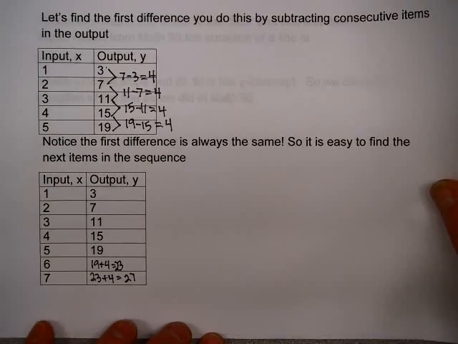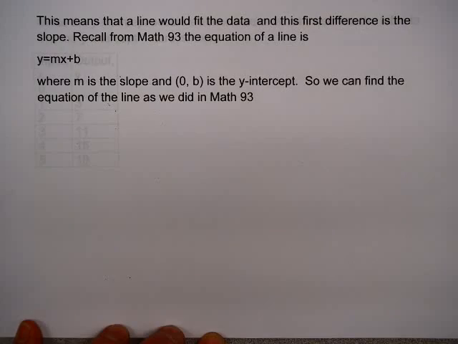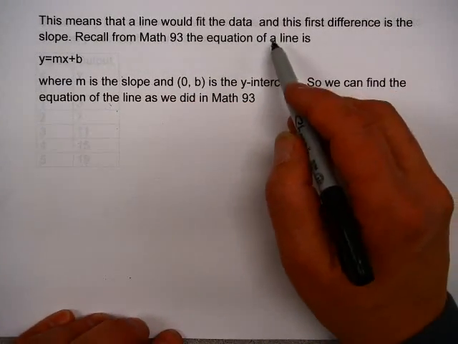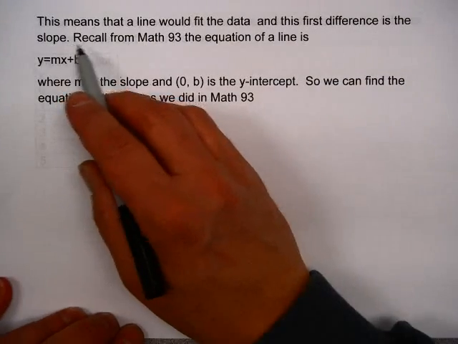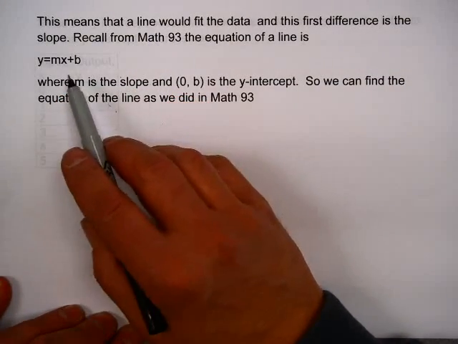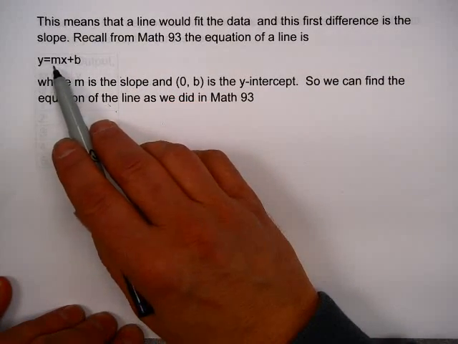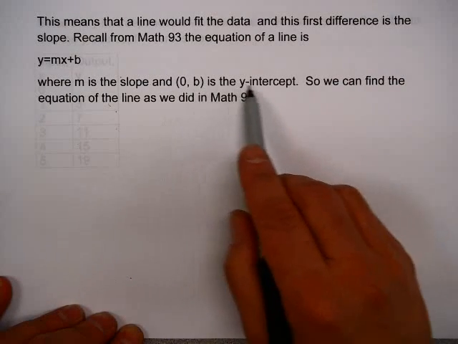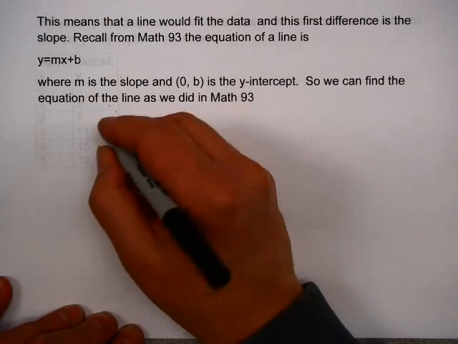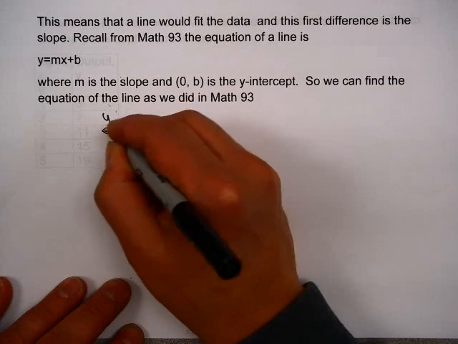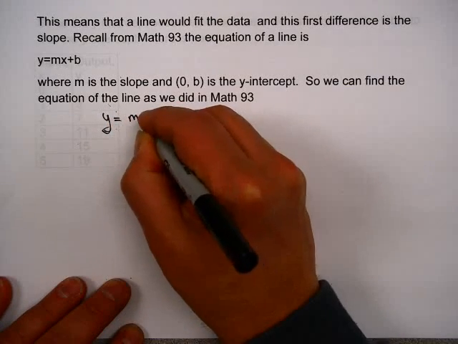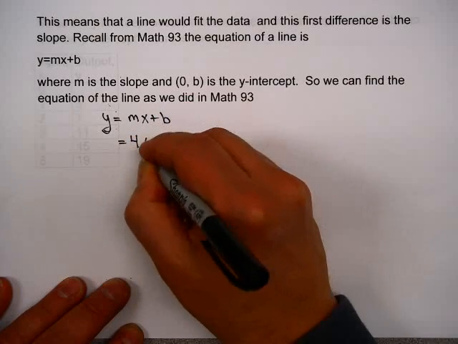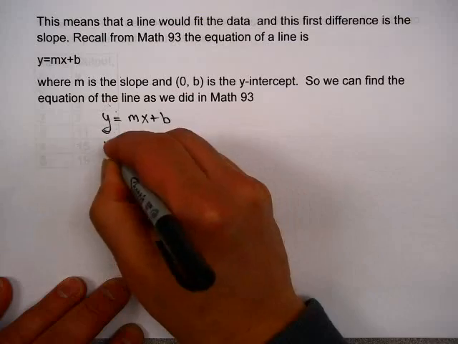If the first difference is constant, you have a linear function. A line would fit this data. And that first difference is actually the slope. You might recall from Math 93 that the equation of a line is given by y equals mx plus b, where m is the slope and b is the y-intercept. We can find the equation like we did in Math 93. Since the first difference is the slope, and the first difference is 4, we could write that down.